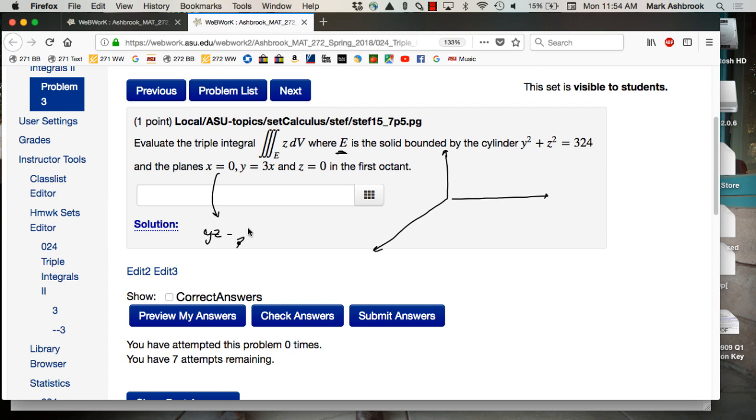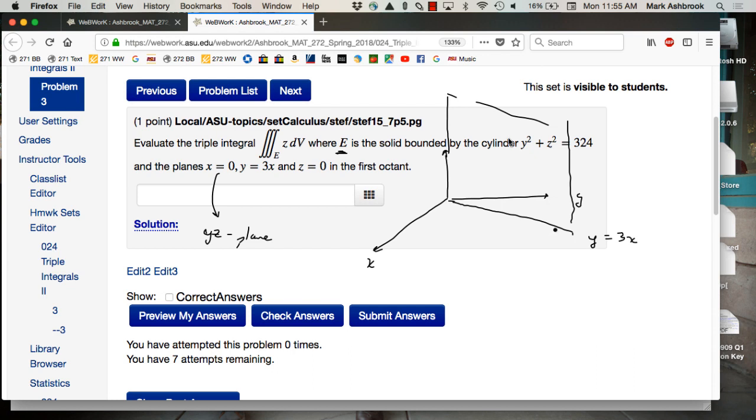y equals 3x. So x equals 0 is this plane, like the plane of the screen. Okay? What about y equals 3x? Vertical plane, right? So this is x and y, so we should be able to imagine that in the first octant it is like this, and that's going to extend up. So we've got the plane back there, the plane of the screen, and we've got this plane, y equals 3x.